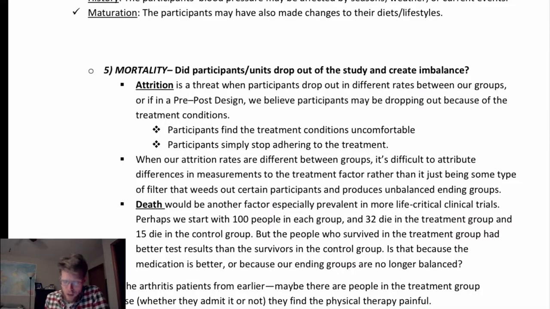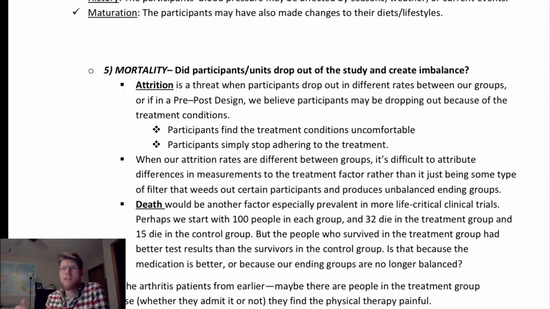So this is really a threat when people are dropping out, typically at different rates between our groups. So let's say that we have a handful of people drop out of the treatment group and a handful of people drop out of the control group, and I have reasons to think they're dropping out for similar reasons. That's not really a mortality threat, right? Because that's not necessarily affecting the group balance that I'm left with at the end, because I'm probably losing the same types of people at the same rates.